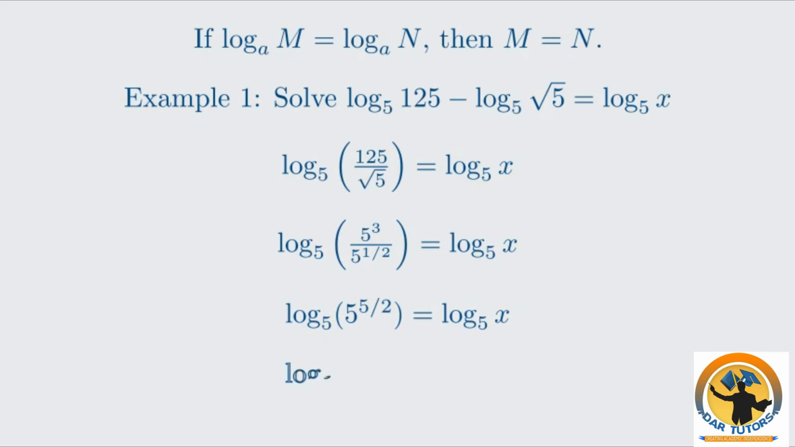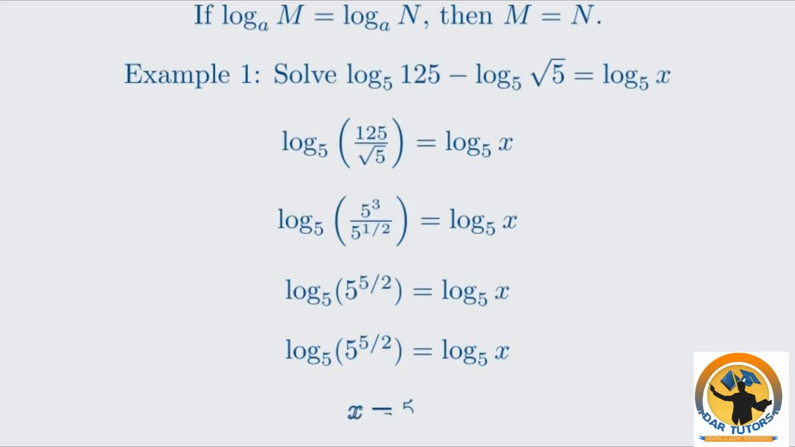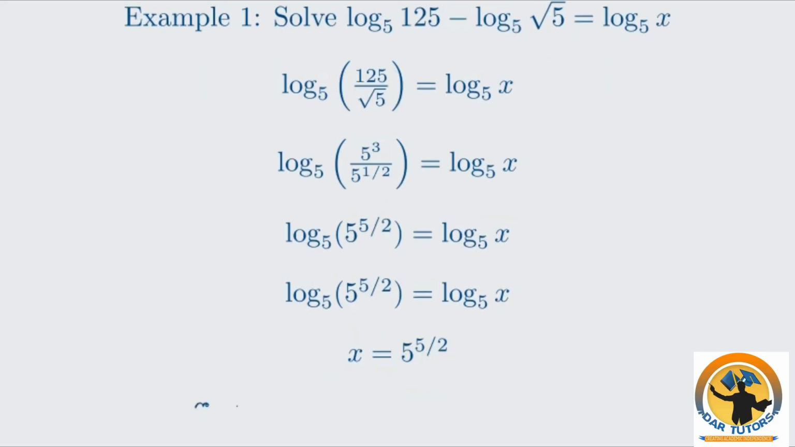Now we have log base 5 of 5 to the power of 5 over 2 equals log base 5 of x. Since the logarithms are equal and have the same base, their arguments must be equal. Therefore, x equals 5 to the power of 5 over 2. We can write this in a more familiar form. 5 to the power of 5 over 2 is the same as the square root of 5 to the power of 5, which is 25 times the square root of 5. So, the exact solution is x equals 25 root 5.